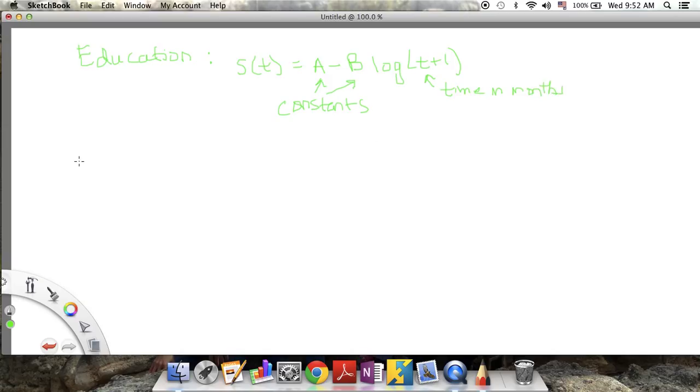So if we're given a formula for the average score of an exam in, say, our math class, and it looks like this, and I ask you, what's the average score after 3 months? So after 3 months, after we finished doing that material, if I gave you the test over again, what would be the average score? Well, since we've already got our time in months, we just simply have to plug it in.